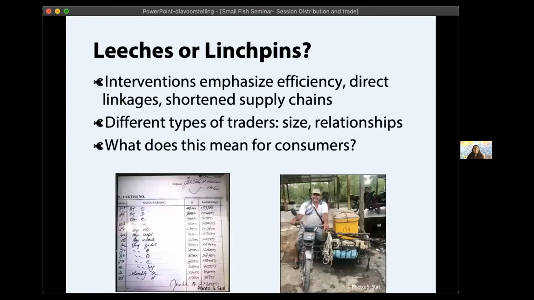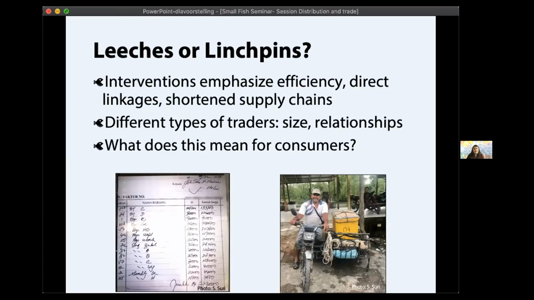Next, please. So what do we do with this? Well, there's been a trend in agricultural interventions to make value chains more lean and efficient, emphasizing direct relationships between producers and consumers. Middlemen can be seen almost as leeches, capturing a disproportionate share of the financial value. And so interventions can aim to reduce their involvement.